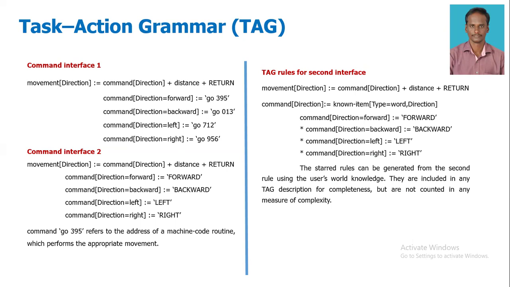Command direction is defined as a known item. The type is word, and the direction is also mentioned. So it is written as command direction equals forward. It mentions forward, and similarly backward, left and right also. The star rules can be generated from the second rule using the user's world knowledge. They are included in any TAG description for completeness, but they are not counted in any measure of complexity.